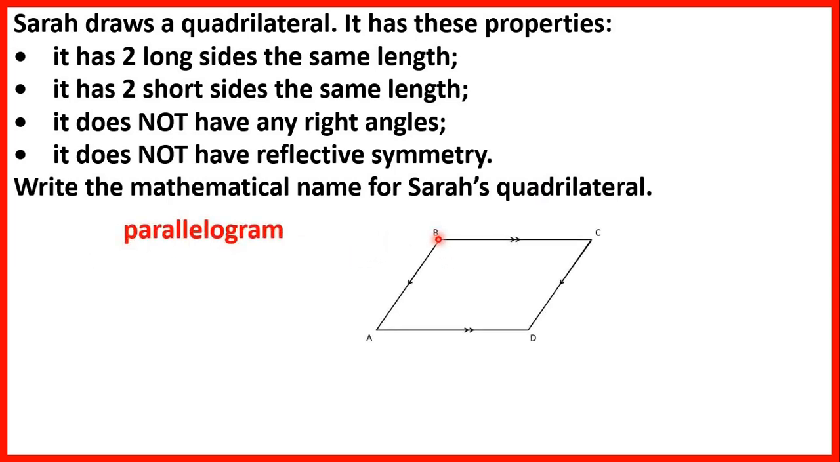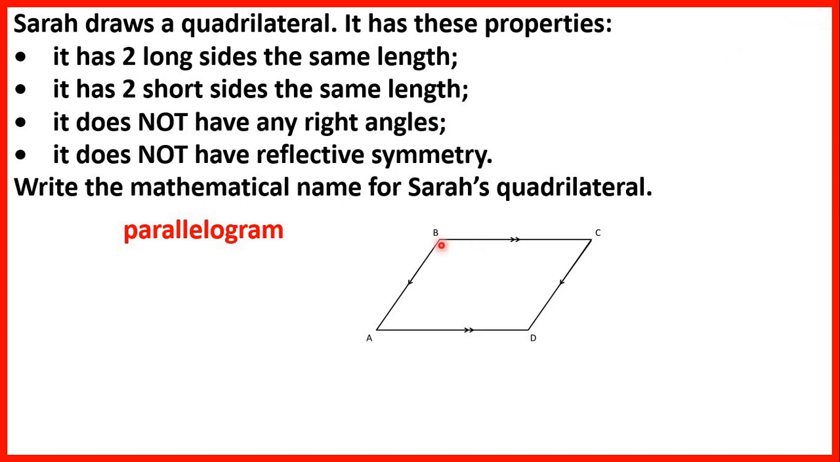Remember, a parallelogram can look something like this. So it has 2 long sides the same length, because line BC is the same as side AD. It has 2 short sides the same length, because line AB is the same as line CD. It does not have any right angles. Remember, a right angle is like the corner of a piece of paper or the corner of this screen.